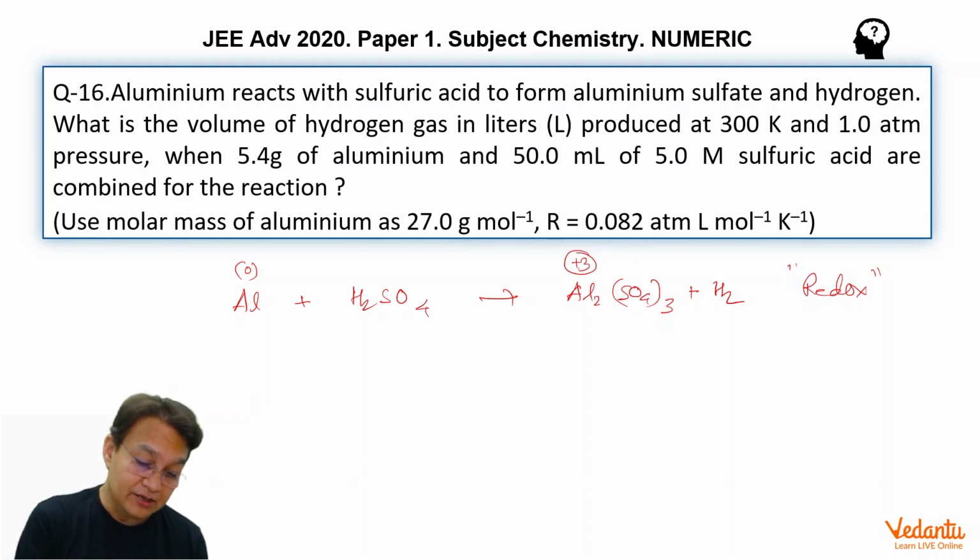If you see carefully, in H2SO4 there are 2 hydrogens in +1 oxidation state, and here the oxidation state of H2 is equal to 0. So you can calculate the n factor of H2SO4 in this reaction, which is due to H, and it will come out to be 2, and the n factor of aluminum will come out to be 3.